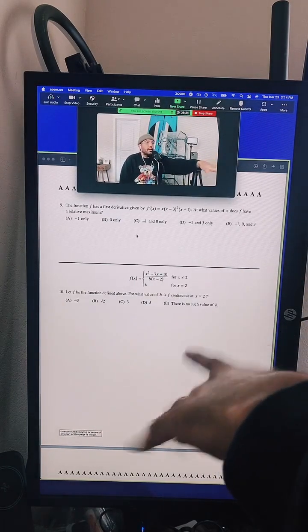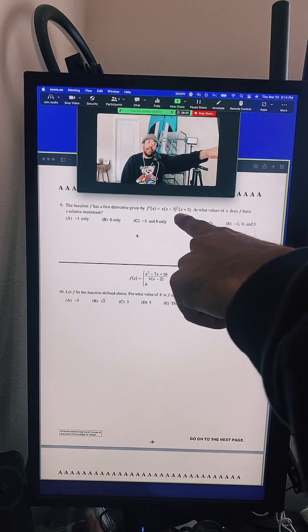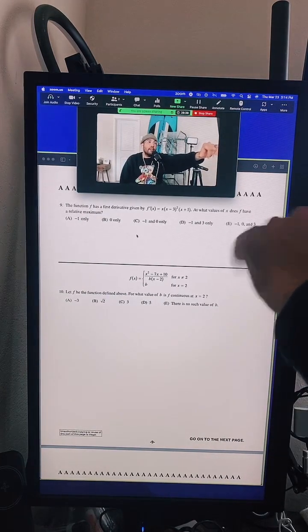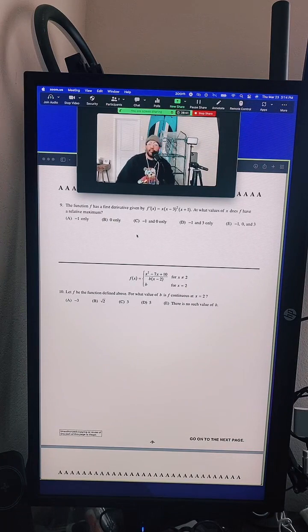Number 9, we have the function whose first derivative is already given to us. At what values of x does f have a relative maximum? Oh no, here we go. This is dedicated to Travia, because they said they started with first and second derivative. This is exactly what we're going to do.